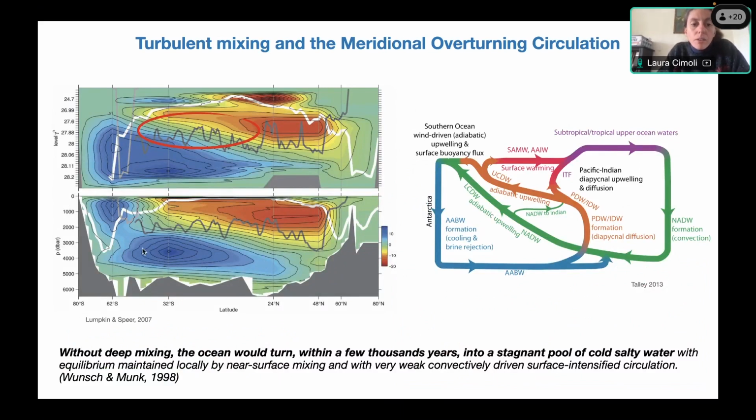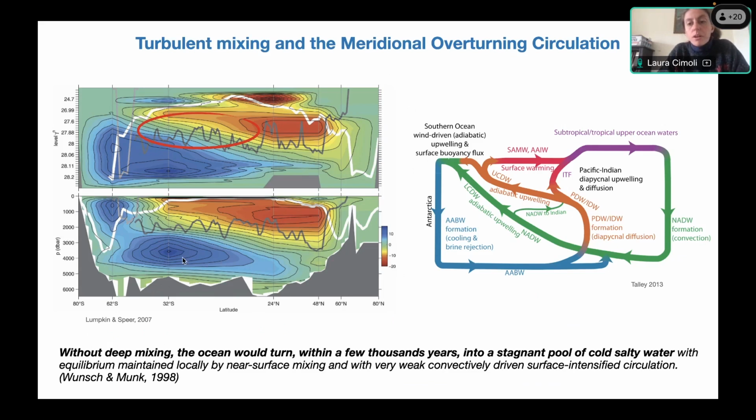So the panel on the left shows the stream function. This is from an inverse model of Lumpkin and Speer in 2007. In blue and red, we have the two main overturning cells of the global MOC. This is shown in density space in the top panel and in pressure space in the bottom panel. But the main point is that we know mixing plays a crucial role in setting the strength of the lower limb of the MOC.